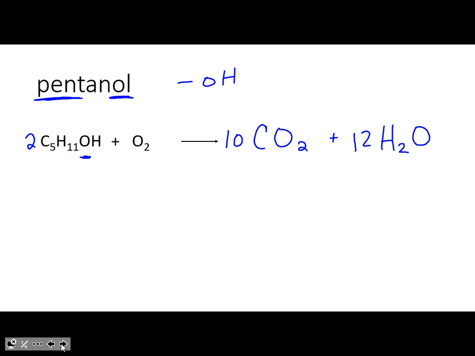Now on my product side, 10 times 2 is 20. 12 times 1 is 12. So I have 32 total. Well, right here is 2, so that tells me that I need another 30. So I'm going to put a 15 right here.